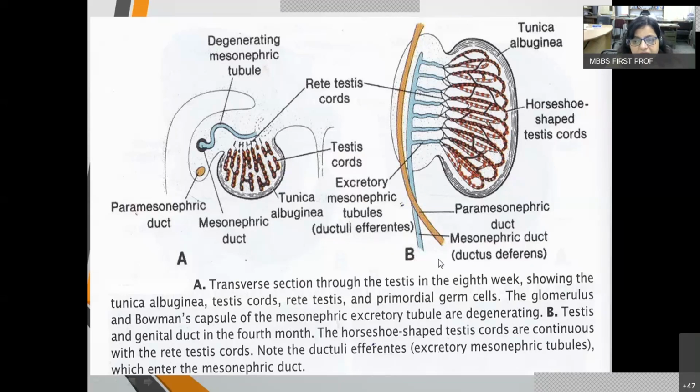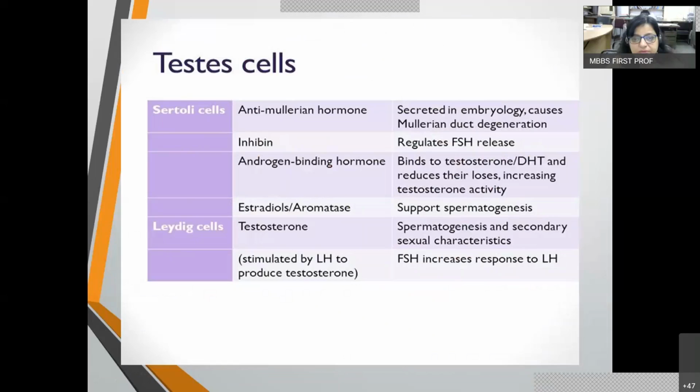And meanwhile, the seminal vesicle is also formed. These are the secretions from the Sertoli cells and the Leydig cells. I've already told you that Leydig cells are responsible for the secretion of testosterone, whereas Sertoli cells are responsible for FSH release and binding to testosterone.